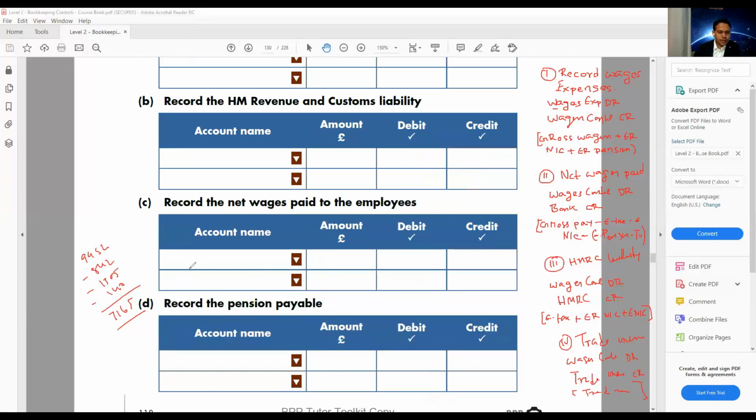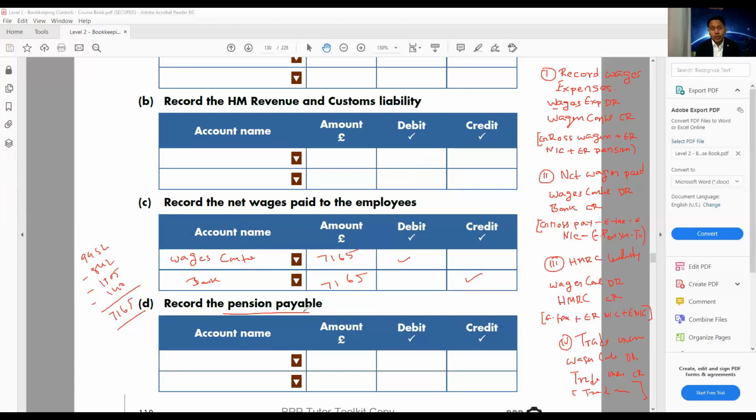Net wages paid, set wages control, debit, bank credit. Amount is 7165. That's it. Now the final one we have is pension payable.